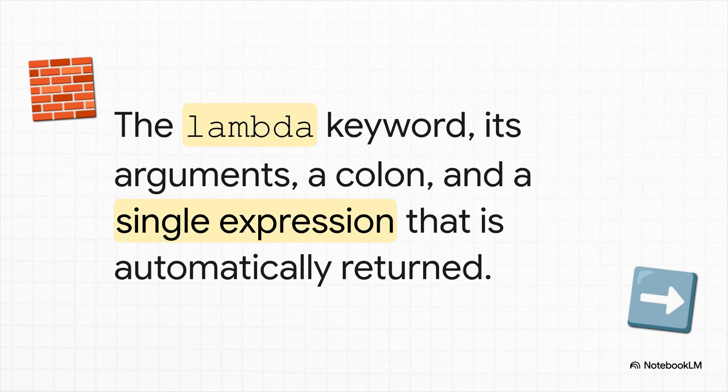Let's look at the anatomy of it. You start with the keyword lambda. That's what tells Python what you're doing. Next up are the arguments, just like in a normal function. Then comes the colon, super important. And after that, you get one and only one expression. The result of that expression is what gets returned, automatically, no fuss.